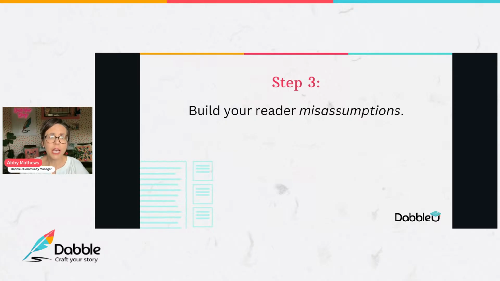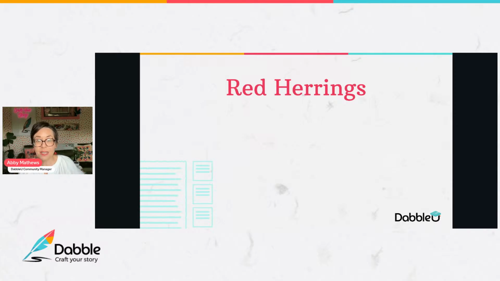All right, so there's a kind of a third step to this, right? You're going to build your readers' misassumptions. Again, there's plenty of overlap here in my mind, even with step 2. I'm going to say this again, you have to play fair. So let's talk about probably the one misassumption that everyone knows about when you're talking about mystery stories in particular, and that's red herrings. All right, so these are clues that point the reader in the wrong direction, but they still make sense in the world of the story, right?